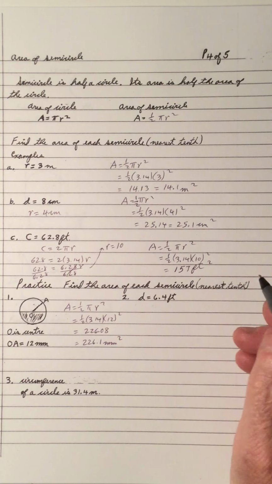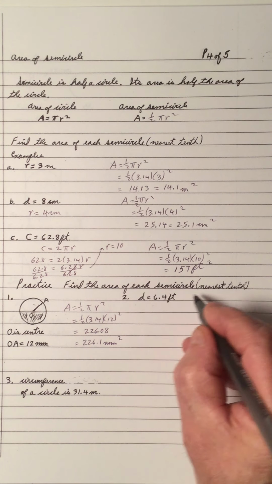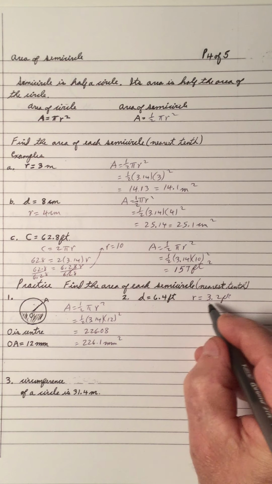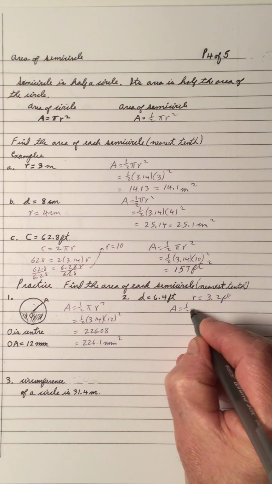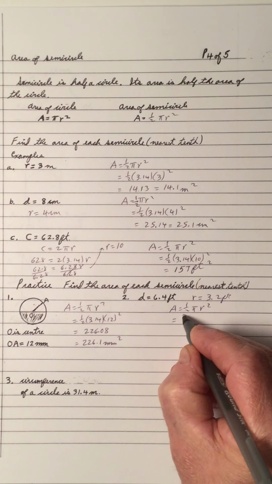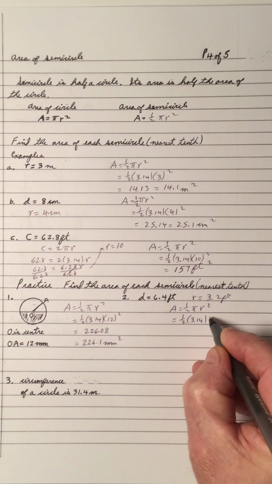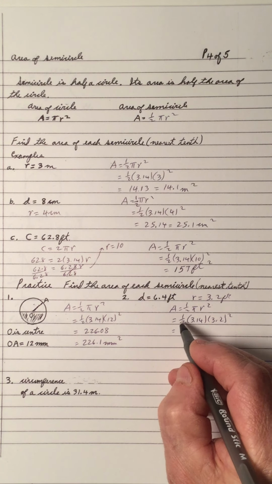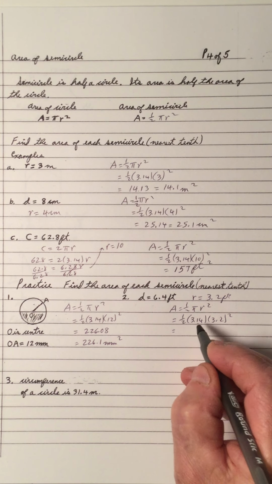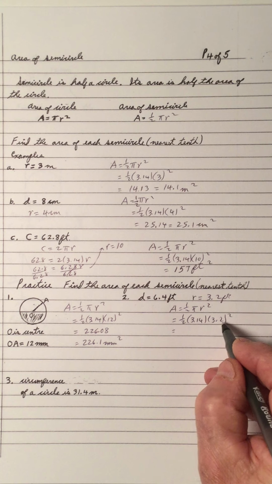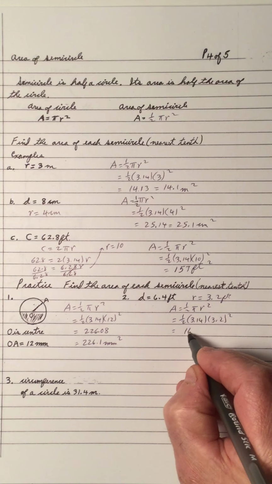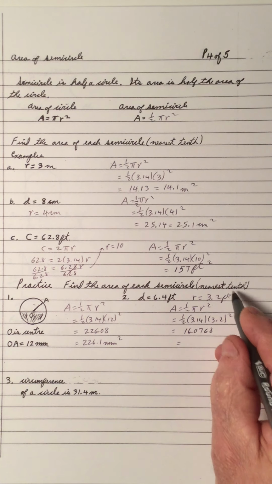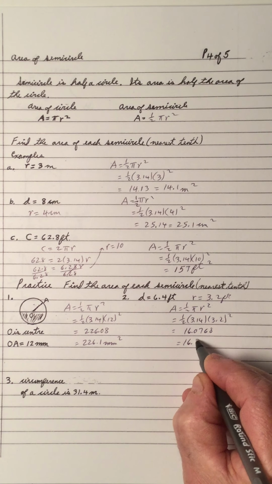Number 2, we have a diameter of 6.4, so that means the radius is half of that, 3.2 feet. The area of a semicircle is a half of pi r squared, so it's a half of 3.14 times 3.2 squared. Again, with a calculator, 0.5 times 3.14 times 3.2 squared gives you 16.0768, and we round it to the nearest tenth, so it's 16.1.